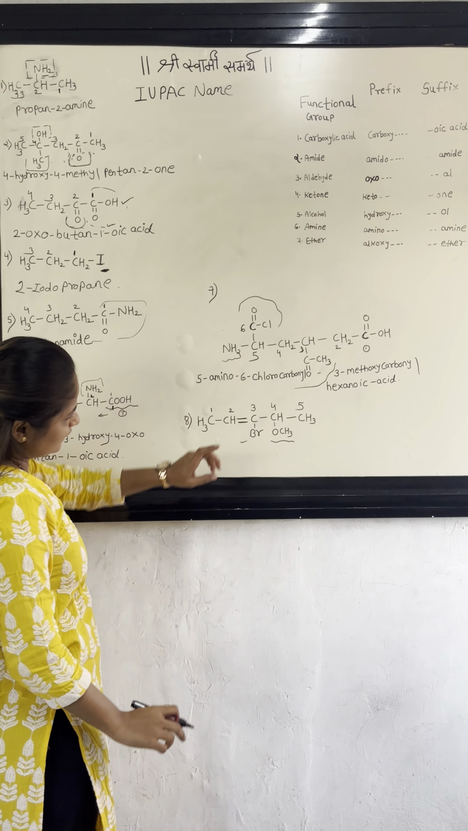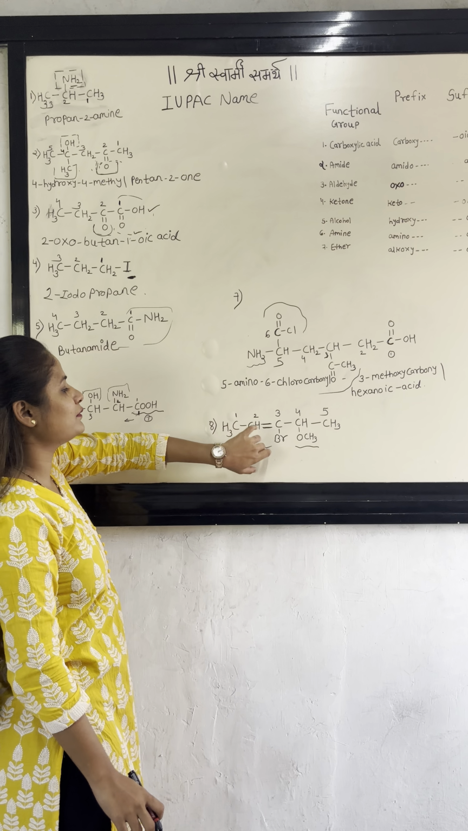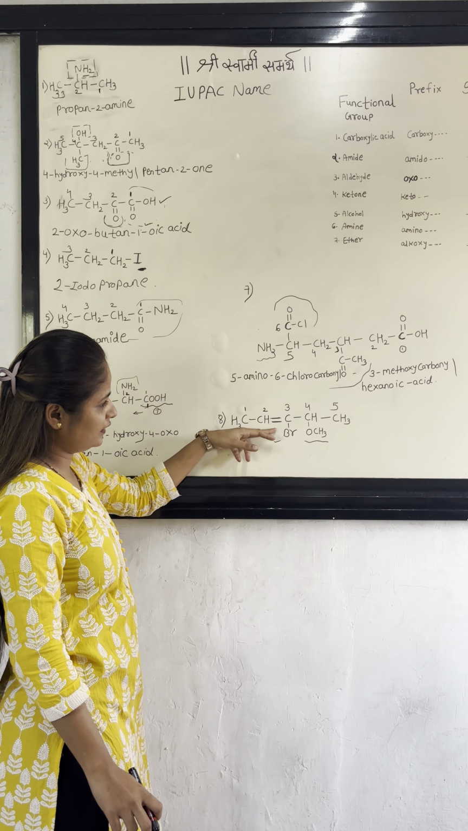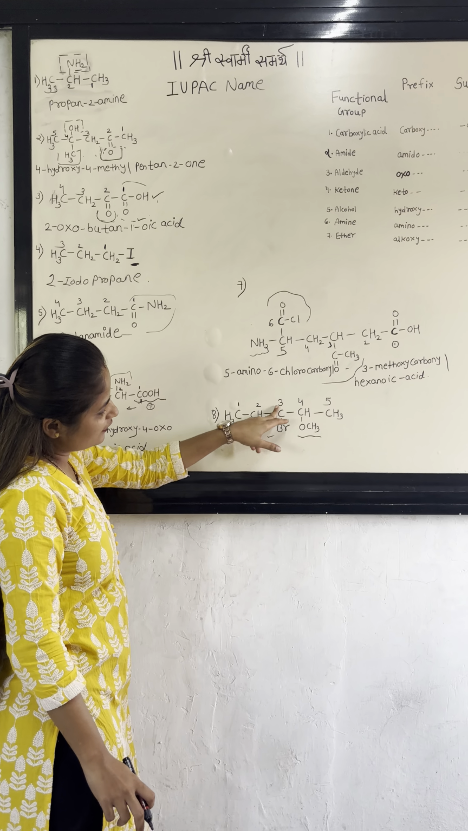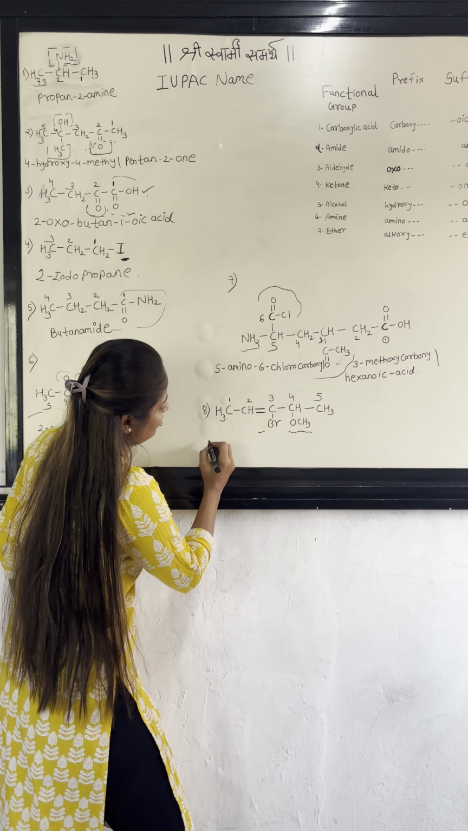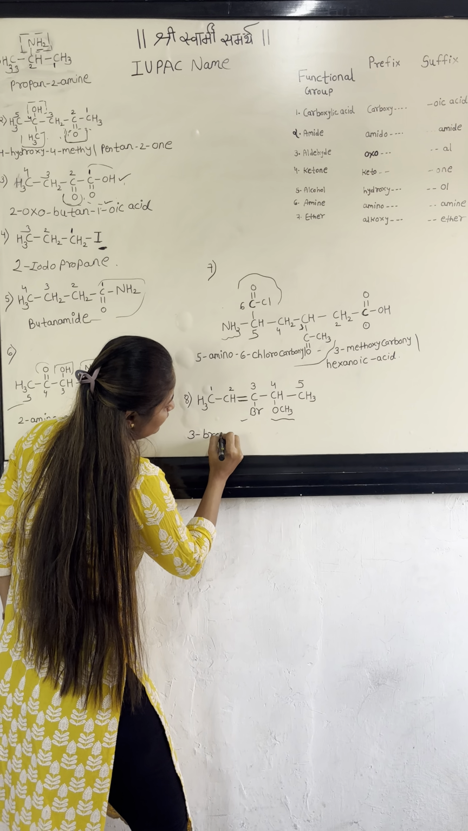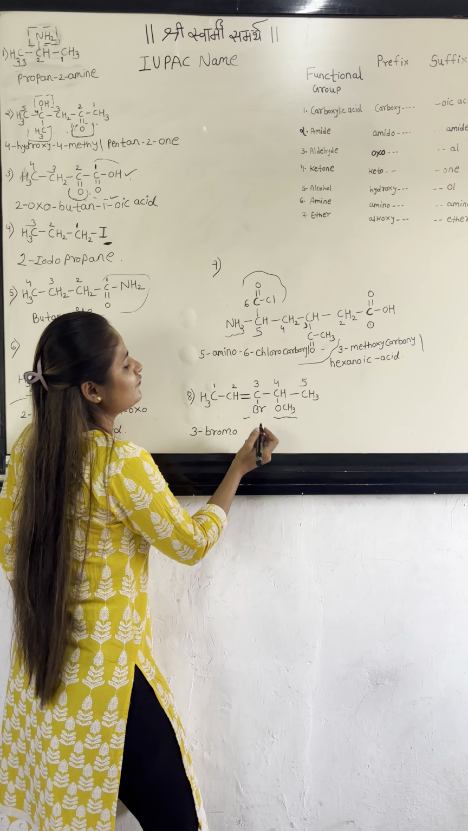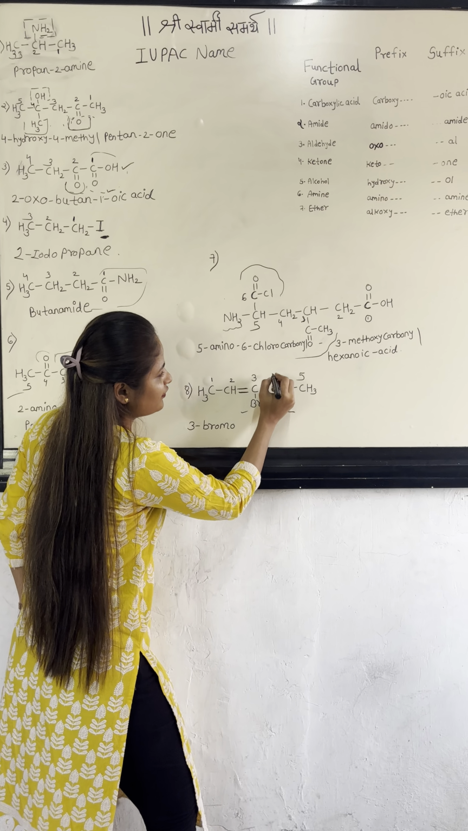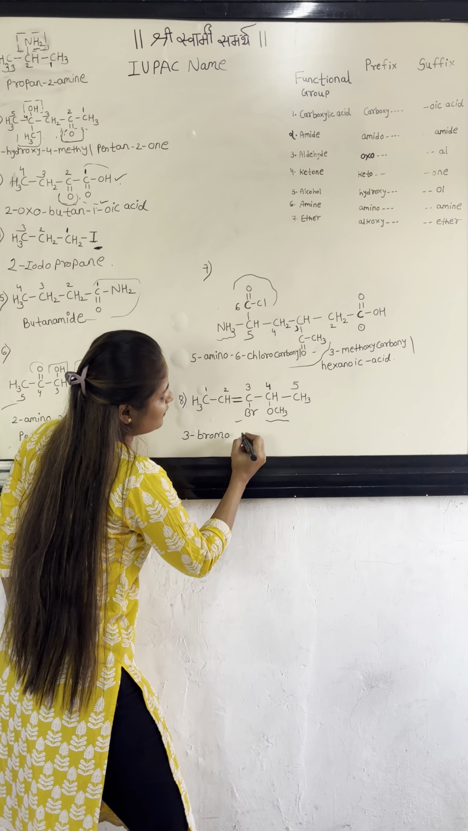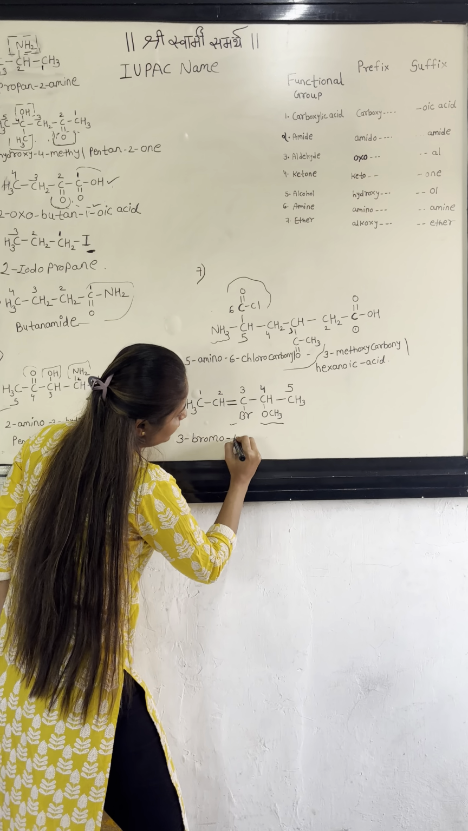Now we see that the alkene double bond is after the second carbon, right. So first we have to write 3 bromo. Then the other functional group is the methoxy, which is attached to the 4th carbon. So we have to write 4 methoxy.